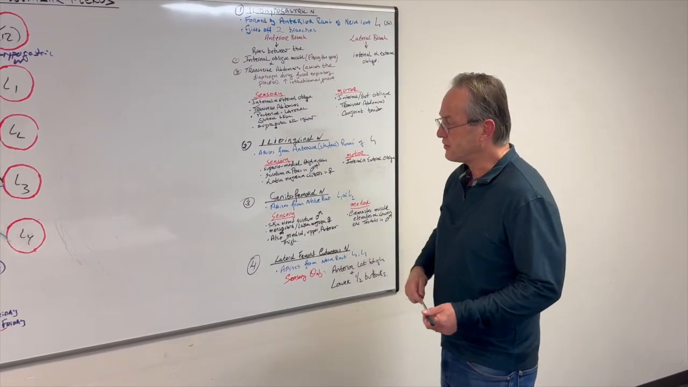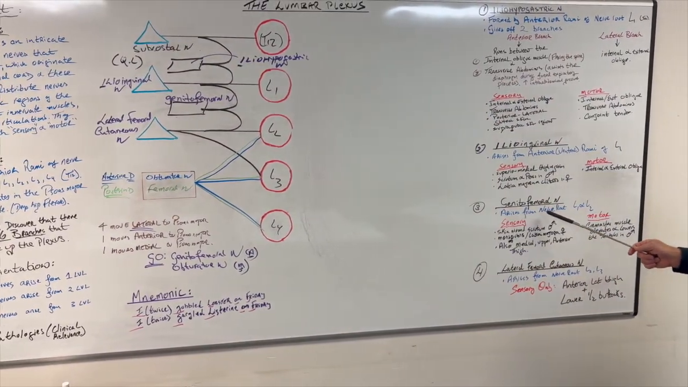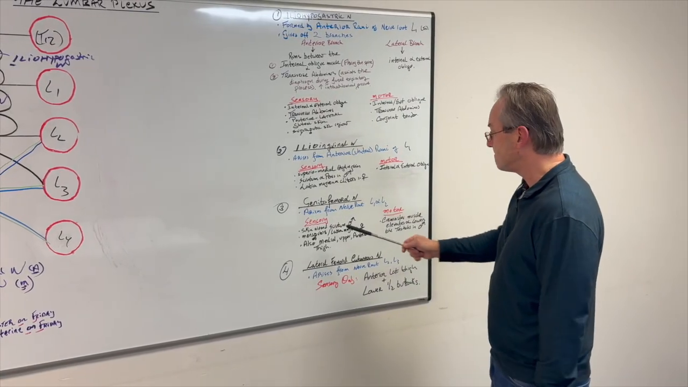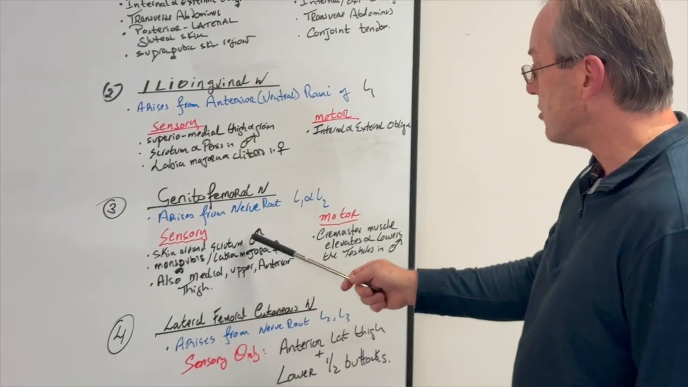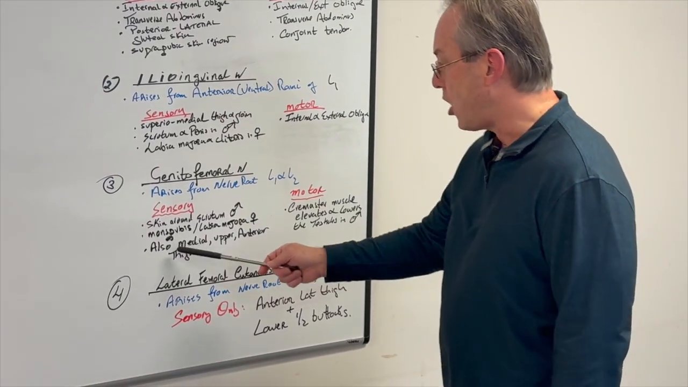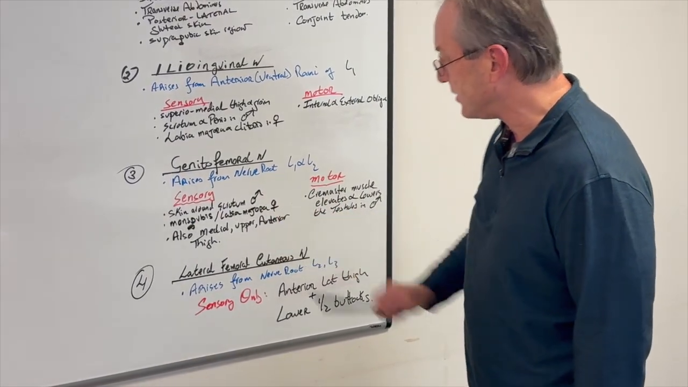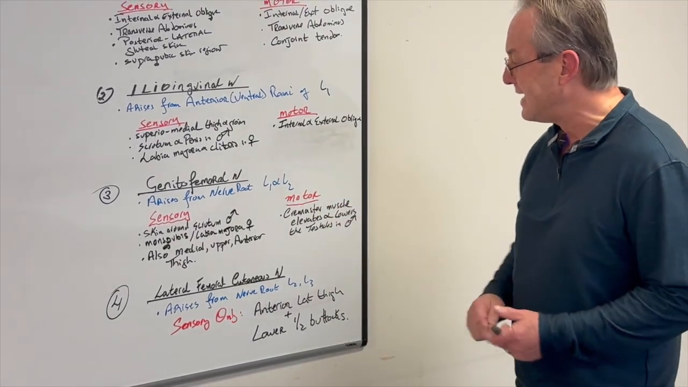We continue with the genitofemoral nerve. Arises from nerve roots L1 and 2. Sensory. Again, skin around the scrotum in males, mons pubis, labia majora in females. Also the medial upper anterior thigh, all sensory, cutaneous. What about motor? Very important.